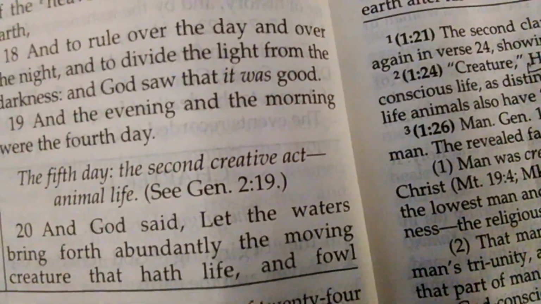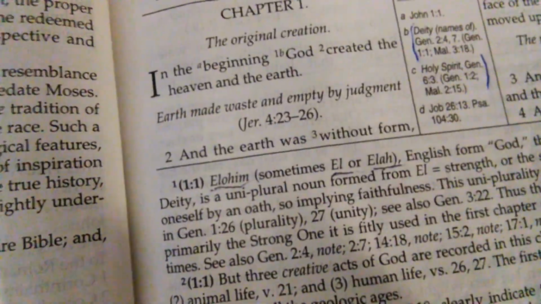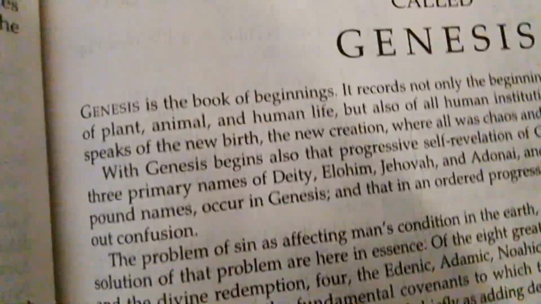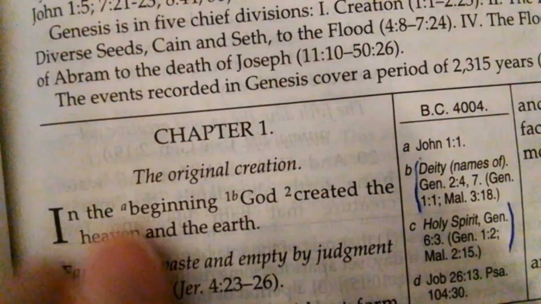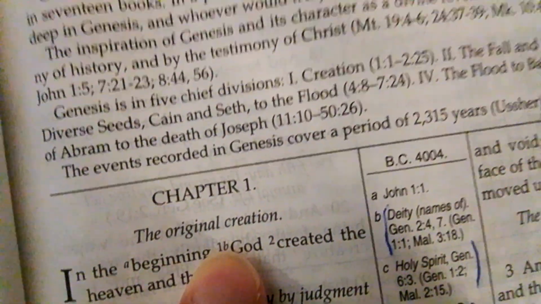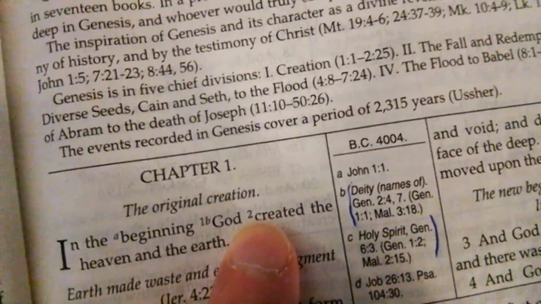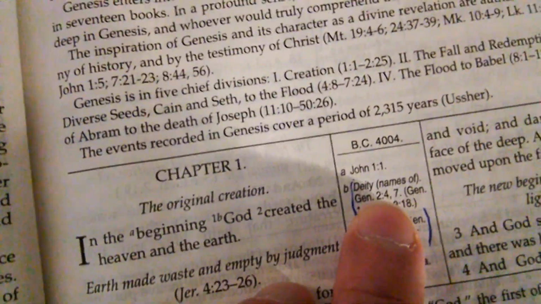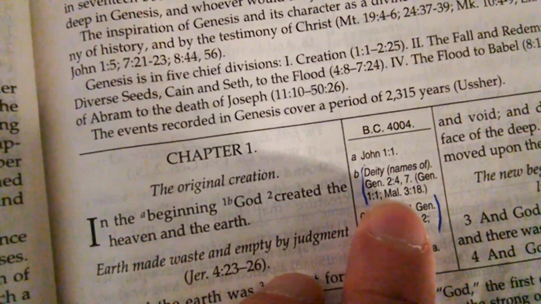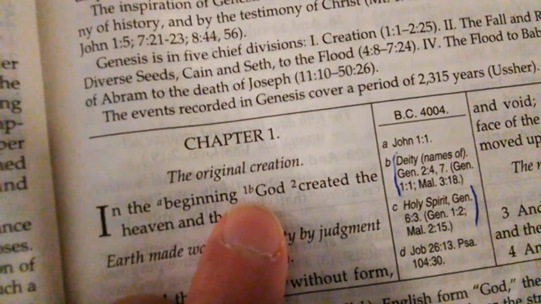Now, notice also that you have constant notes. The notes give you more information. For example, if you're talking about chapter 1, verse 1, once you're done with the introduction, you'll notice this, that these are cross-reference letters. And also the 1 is a cross-reference and the 2 is a cross-reference to notes. So see, deity names of, beginning in Genesis 2:4 and 7, and then it goes on through all of them. So when you have notes, that means notes underneath.